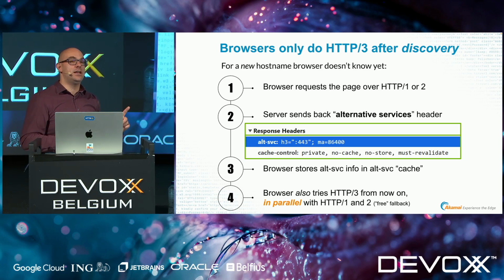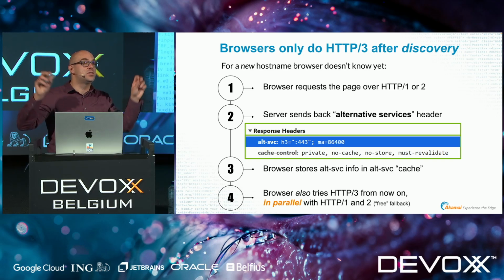How does it know this? Again, it uses this concept of the bootstrapping connection. The very first time you see a new server, it's not going to use H3, only 1 and 2. The server is then going to send back a new response header called alt-svc, alternative services. The idea being you're currently using the HTTP2 service, but there is also an HTTP3 service at port 443.